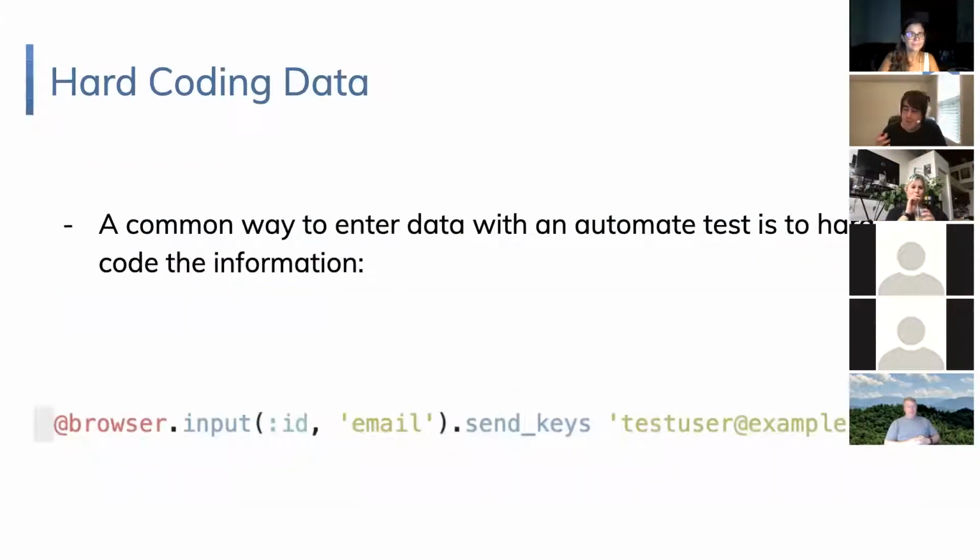So what are some ways that we enter data for our automated tests? One of the most common ways is hard coding. For Selenium, this would involve send keys with a static value. In Cypress, I believe you'd use type to enter it in. And if it's a manual test case, you would enter something like John Smith for the particular field, a hard coded value.